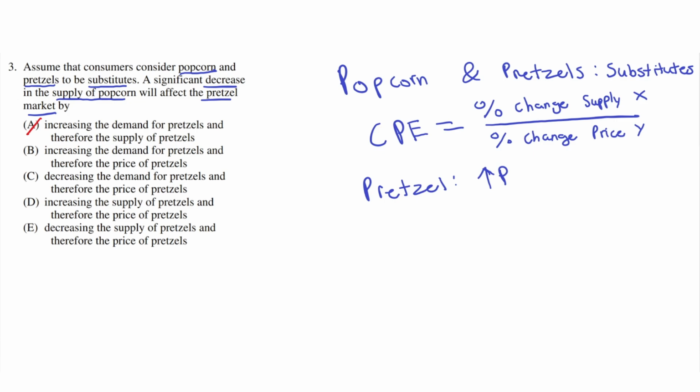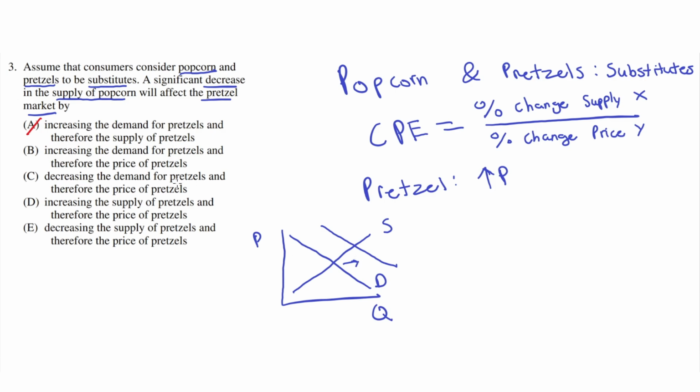B. Increasing the demand for pretzels and therefore the price of pretzels. This seems to be the correct answer, because if we were to draw a graph right here of supply and demand, this would be the price of a good, and this would be the quantity of the good, and this graph depicts the demand, and this is the supply. In this case, we know that the demand will shift to the right, therefore causing an increase in the price of the good and an increase in the quantity of the good. Therefore, option B says that the demand will increase, and so will the price. And this follows what we've analyzed here and what we found here. Therefore, B seems to be the correct answer.